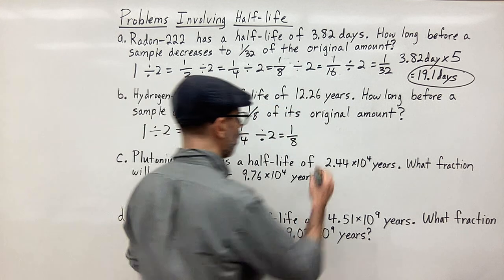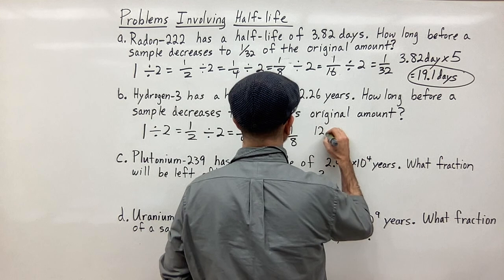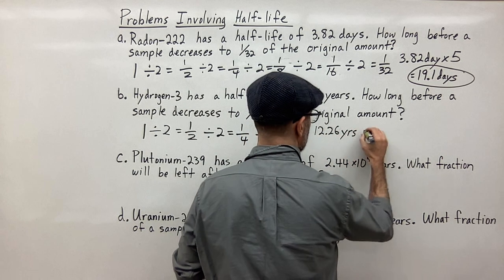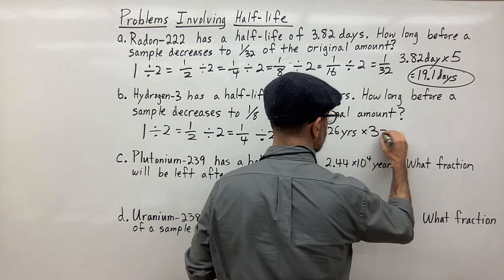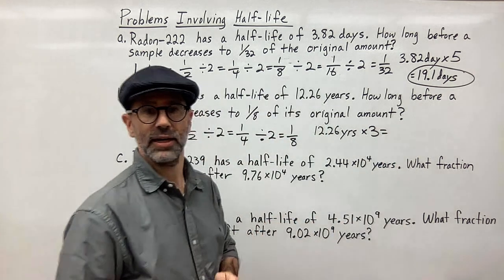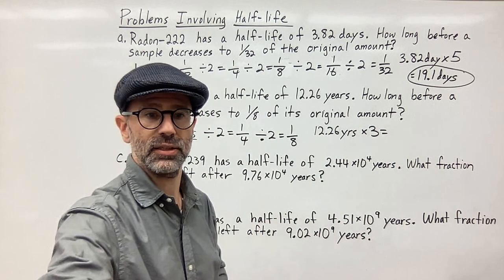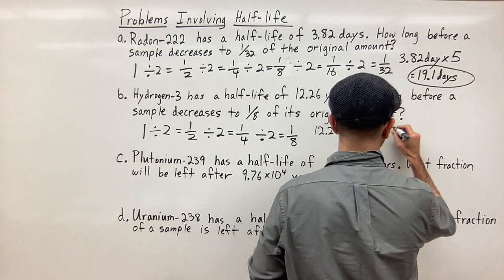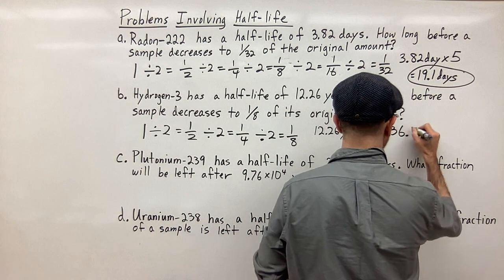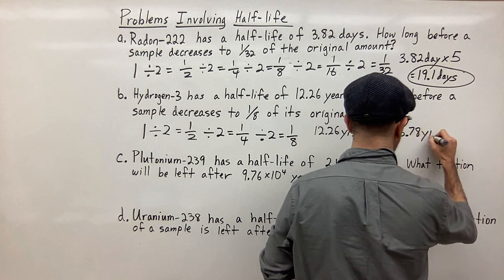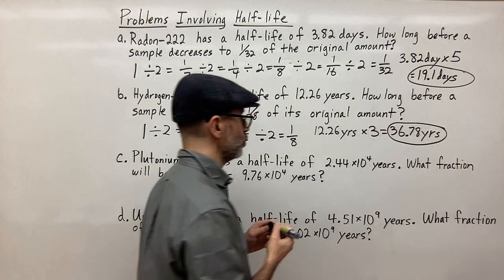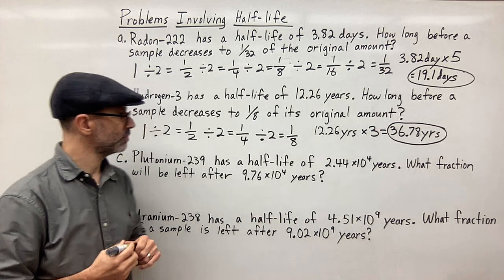So I'm going to take the 12.26 years multiplied by 3, and I get my answer. And let's see, the answer is 3678. So 36.78 years. So it takes that long for you to go through 3 half-lives.